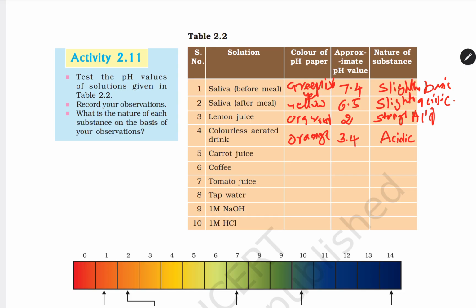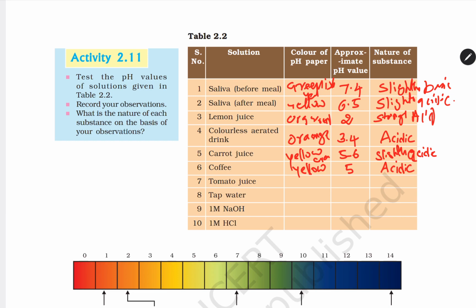3 to 4 you can see. And coming to carrot juice, you will find yellow green color, and the pH value is around 5 to 6. So you have to say it is slightly acidic in nature. Coming to coffee, if you dip it, you will find yellow color. Approximately 5 is the pH value, slightly acidic in nature.